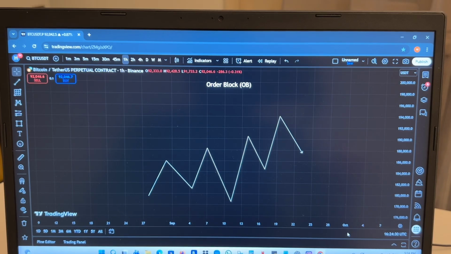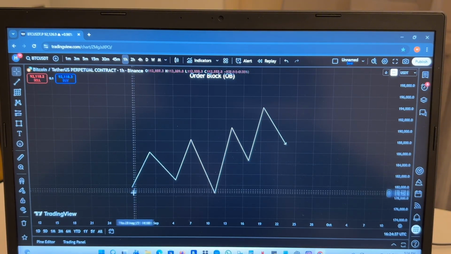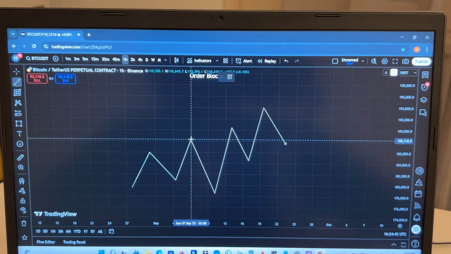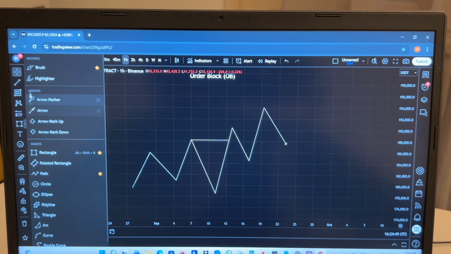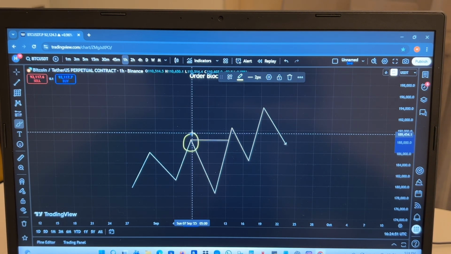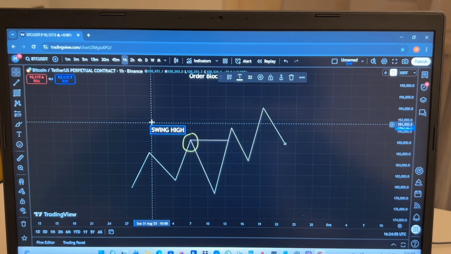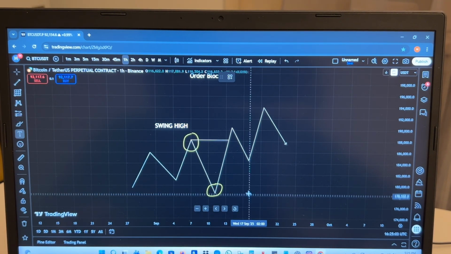So let me sketch it out for you. Let's talk about the uptrend scenario first. So this is an uptrend. We can see clearly that it has made high highs, high lows, high highs, and then clearly it has broken the previous low. So that gives us a confirmation where we are going to indicate this. So this part is going to be a swing high, and this part is going to be a swing low.